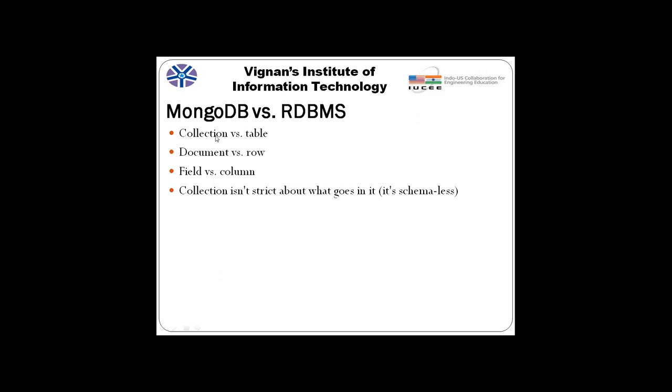A database will have n number of collections. A collection can have n number of documents. A document can have n number of fields. In simple RDBMS terminology, a database can have n number of tables, a table can have n number of rows, a row can have n number of columns, and likewise. Collections are not strict about what goes in them, as it is schema-less, whereas RDBMS is schema-based. MongoDB is schema-less.